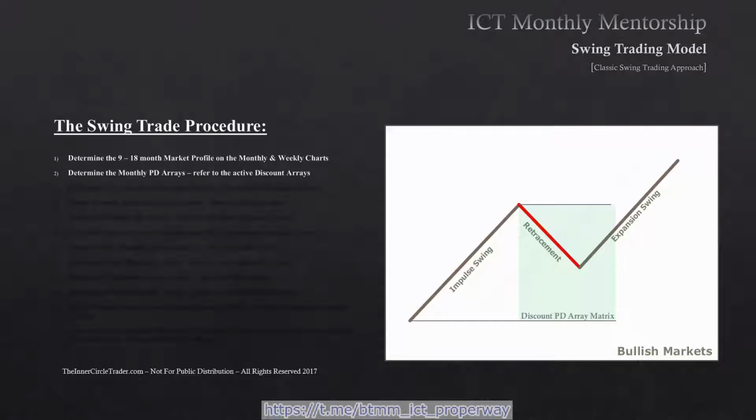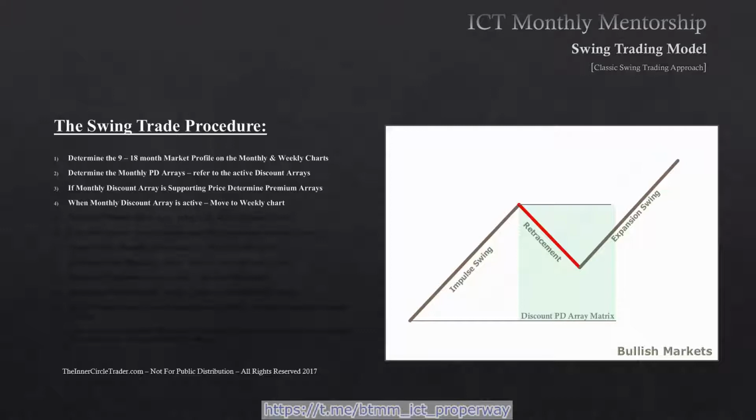We're going to determine the monthly PD arrays, and we're going to refer to the active discount arrays. In other words, since we're looking at bullish markets here, we're going to be looking at what active discount arrays: bullish order blocks, liquidity voids below the marketplace, fair value gaps underneath the market price, where the old lows are, bullish breakers, bullish mitigation blocks. Now, if the market shows the monthly discount array is supporting price, you have to determine now where the premium arrays are on the monthly. And when monthly discount arrays are active, that means you're hunting and you know which ones they are.